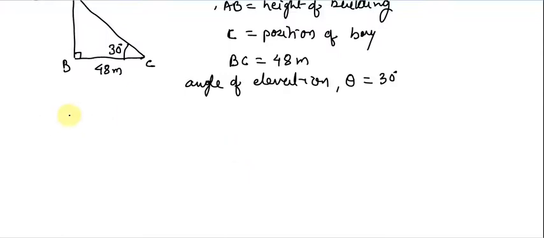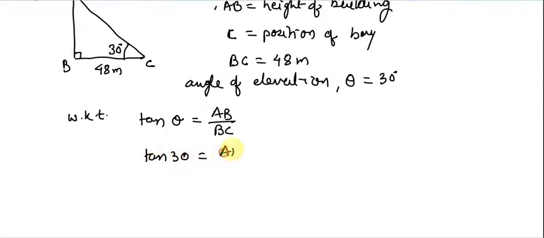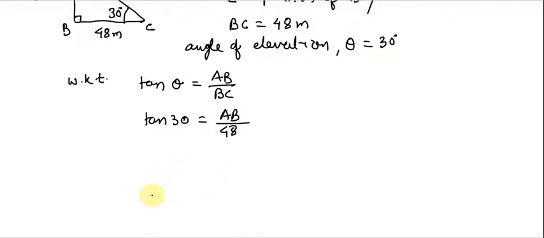So we know that we have to find the opposite side and the adjacent is given. Therefore tangent theta equal to opposite upon adjacent, that is AB upon BC. So tangent 30 is equal to AB is unknown, BC is 48. Tangent 30 is nothing but, from the table, its value is 1 by root 3 equal to AB upon 48.